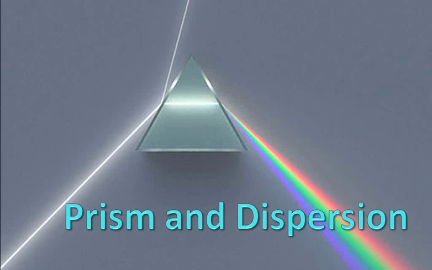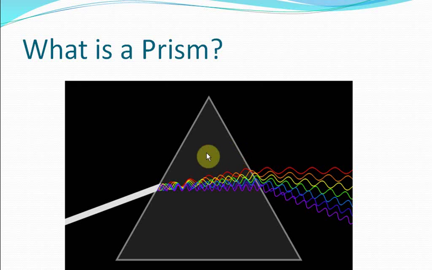Hi students, today we're going to study what a prism is, how it refracts light, and how it breaks up light into those 7 colors. We'll study all these things. First of all, what is a prism?